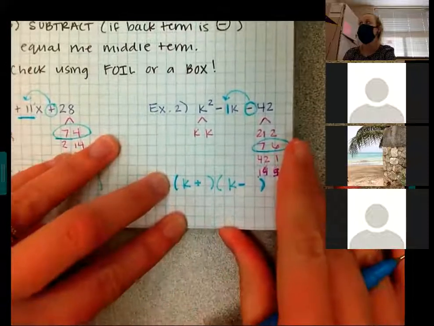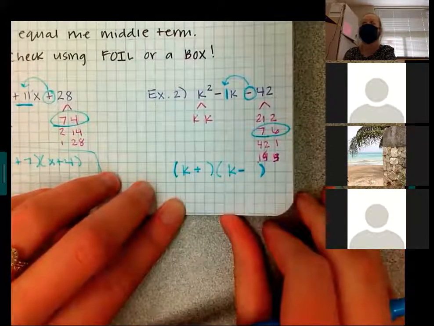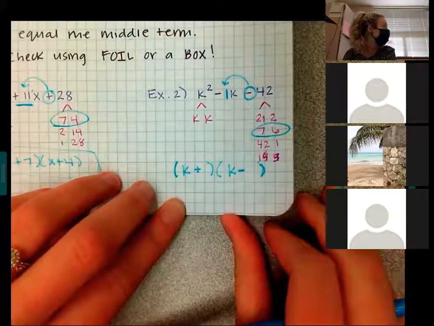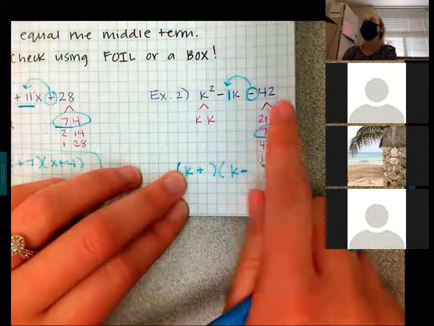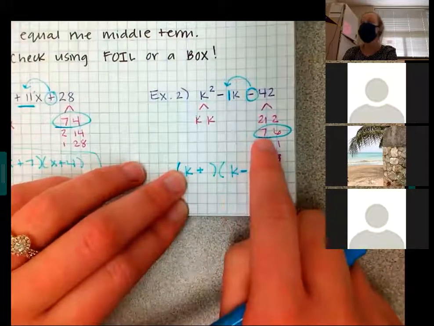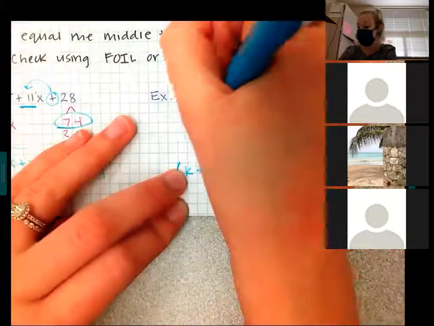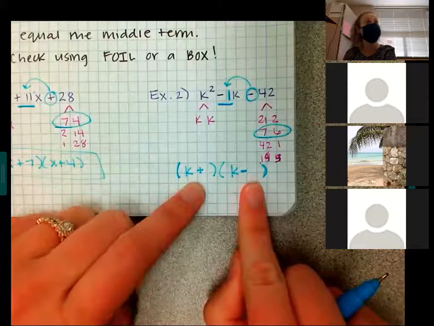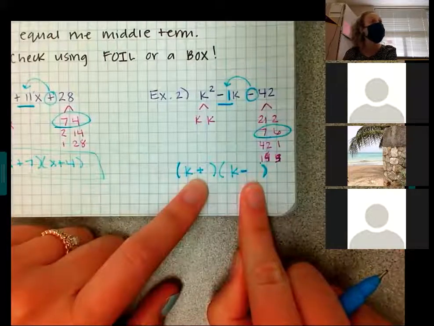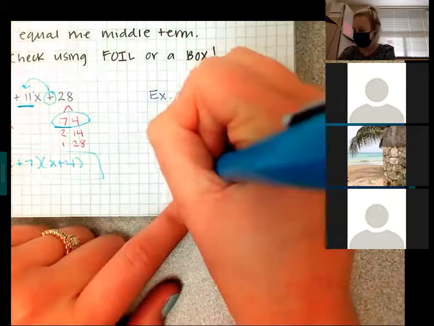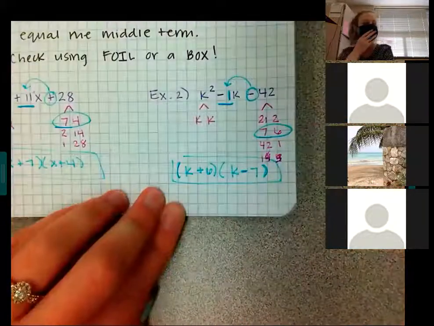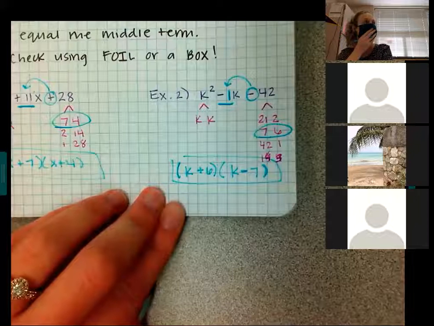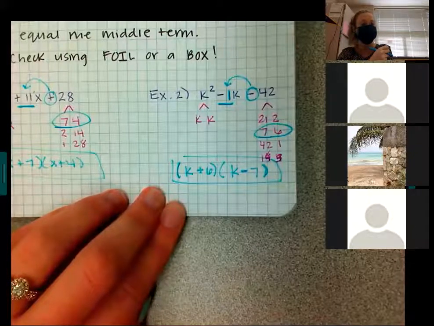I'll move this up so y'all can see. And I'm also not going to use this color anymore. I realize that that's not a good choice. So where do I need to place the 7 and 6 to get a negative one? Which one should be negative and which one should be positive? Good. 6 should be positive. 7 should be negative. Good job, Evan. Those are your two factors, K plus 6 and K minus 7.